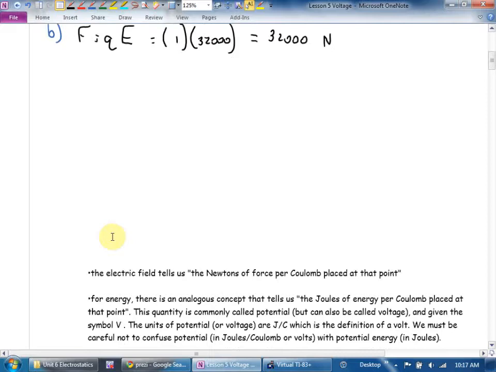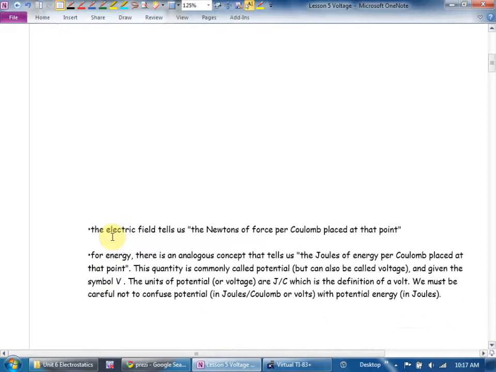What I want to do is get into the concept here. Electric field tells us how many newtons of force per Coulomb at that location. For energy, there is an analogous, similar concept. It tells us how many joules of energy per Coulomb at that location. How many joules will any Coulomb at that location possess? How much energy per Coulomb is there at that location?